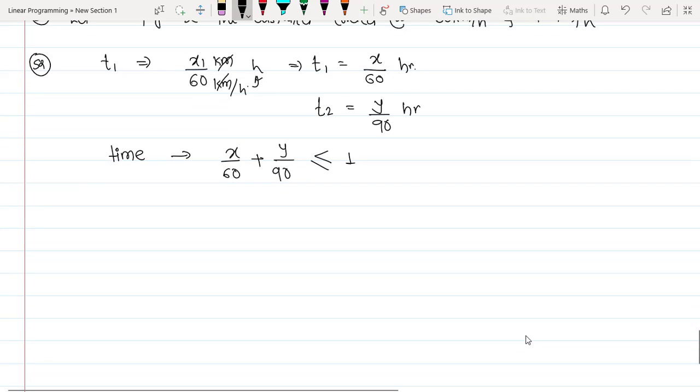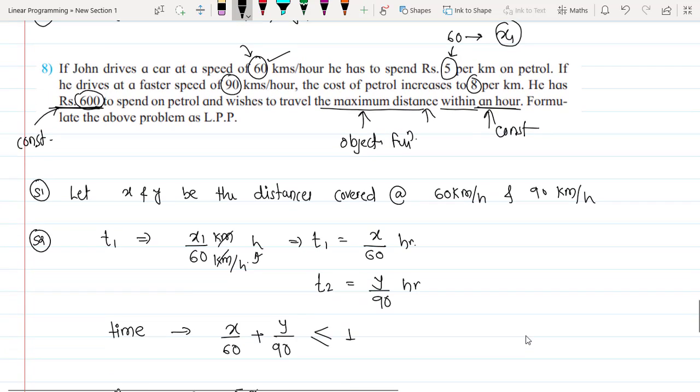Okay, so the constraint is what? Next constraint is on the rupees. So it is 5x1 plus 90, if he is going 1 kilometre, he is spending 8 rupees. And for y, how much will he spend? He will spend 8y rupees.